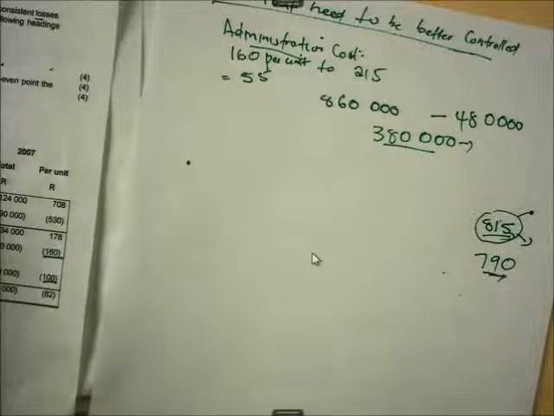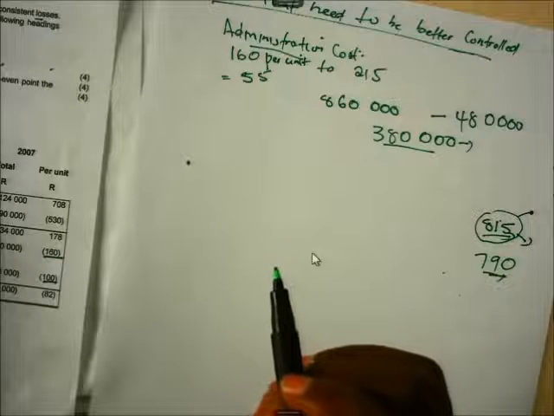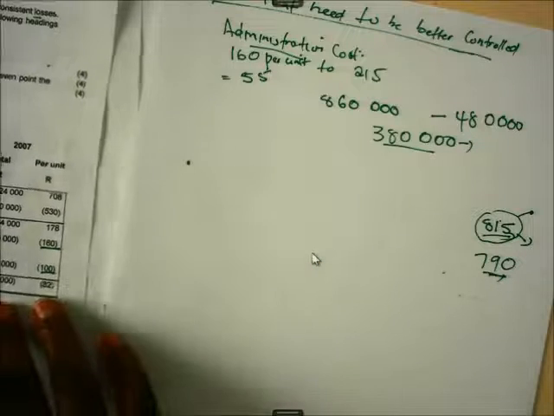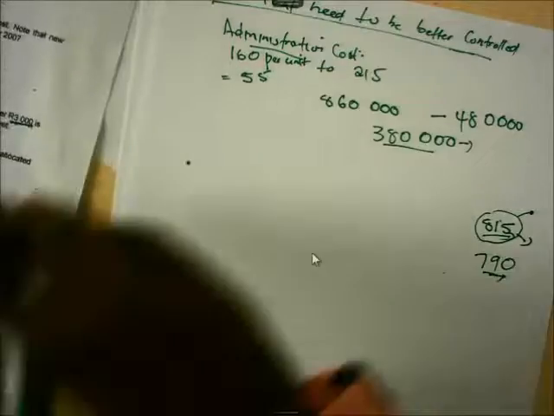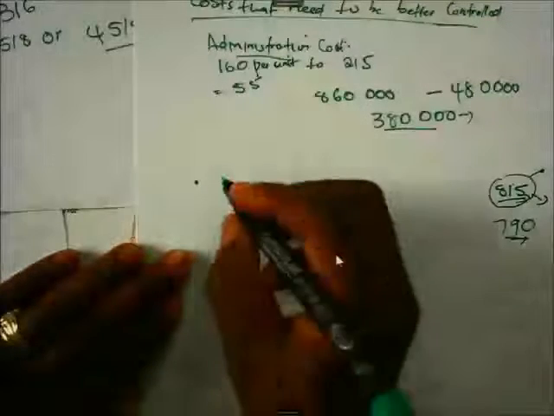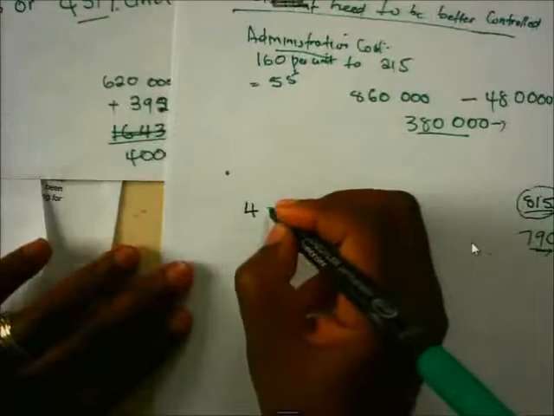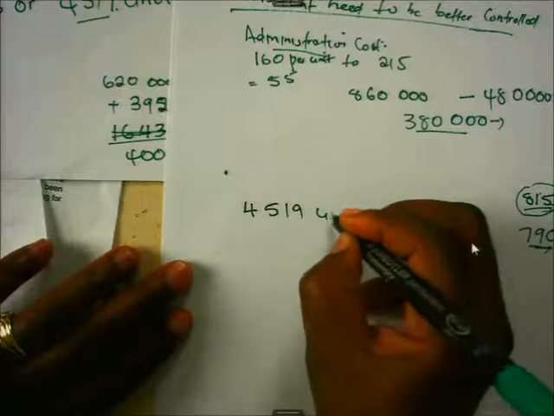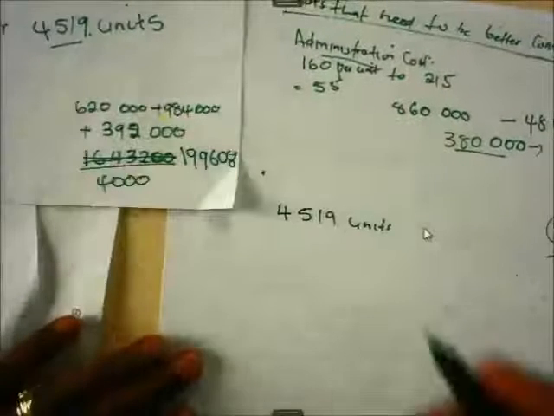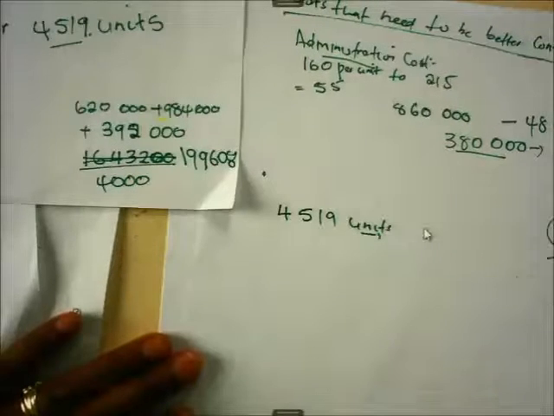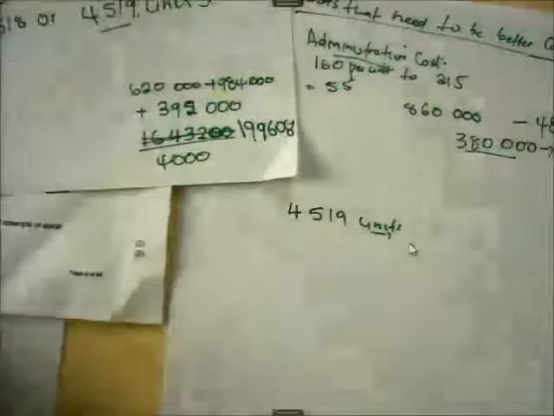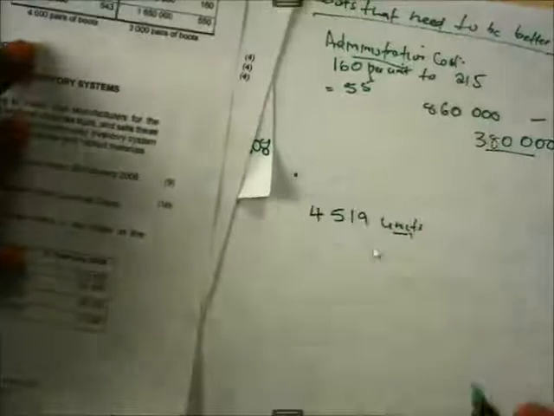The last one, whether the business will be in a position to meet the break-even point the next year. We have calculated our break-even point. We said, to break even, we need to produce and sell 4,519 units. When we go back to our activity, the total number of boots produced, let me show you, they are 4,000.